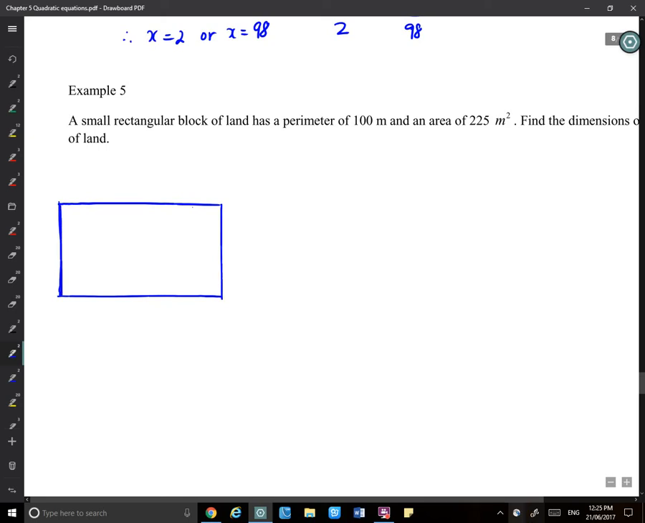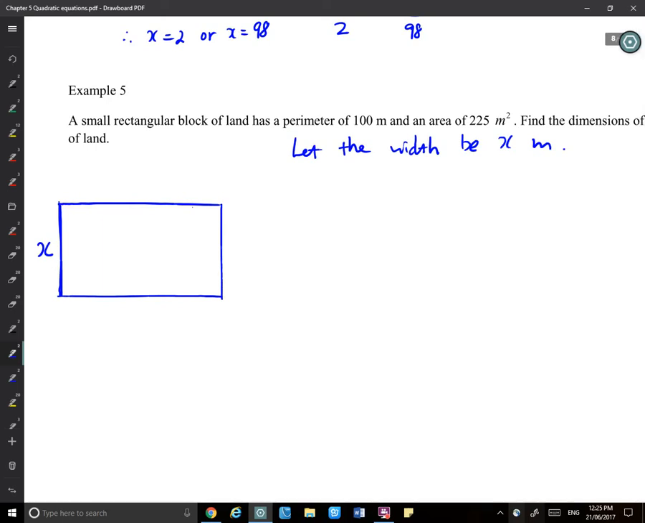Let the width be x meters. So here is x. Can you let me know what my length should be? Think about the perimeter. The perimeter is 100, so length plus width should be what? 50. Okay, 2 lengths and 2 widths give you 100, so 1 length and 1 width should give you 50.